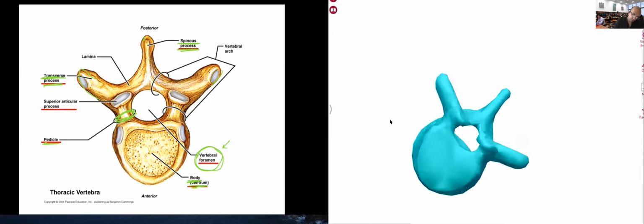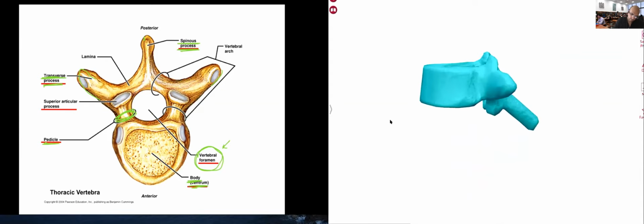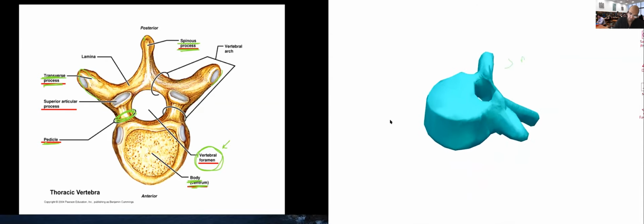All right, so very basic structure of the vertebrae again. This is my vertebral body. Those are going to be my transverse processes. And here, this is going to be my spinous process. The foramen where the spinal cord is going to be traveling, this is going to be my vertebral foramen.